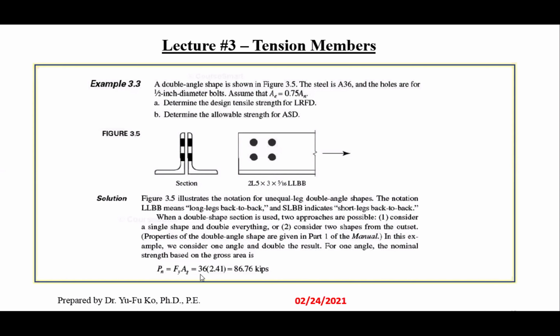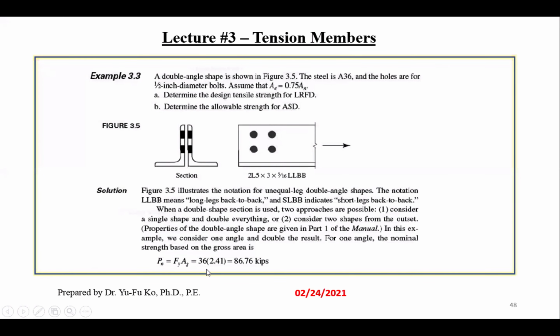Based on one single angle, A36, Fy 36 ksi. If you go to manual Part 1, check 5 by 3 by 5/16 single angle, the area is 2.41 square inch. So you end up with 86.76 kips. This is based on the yielding nominal strength. I leave this exercise to you, so we don't need to spend time to get this number. You should already be familiar with how to find a value through the exercise we did last week.